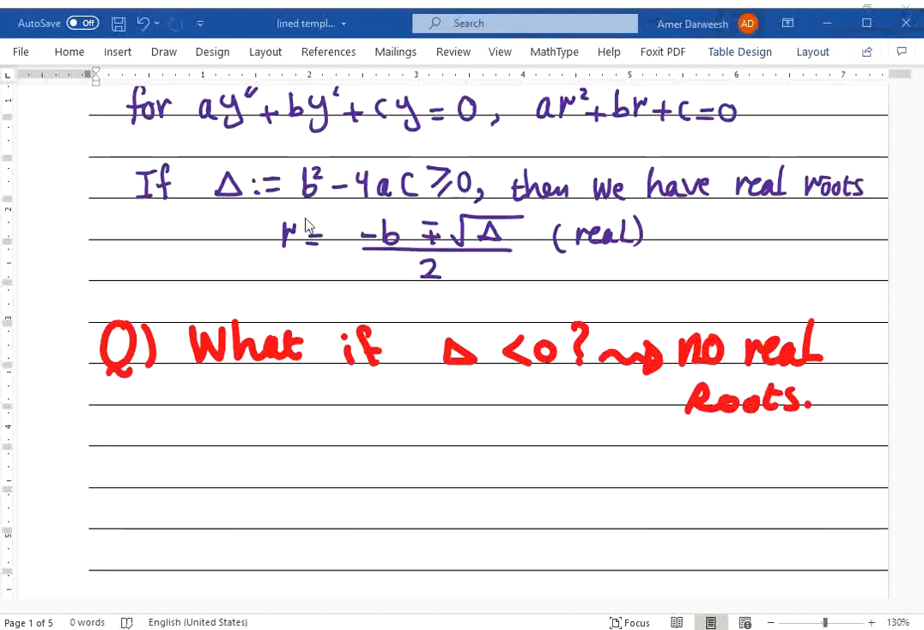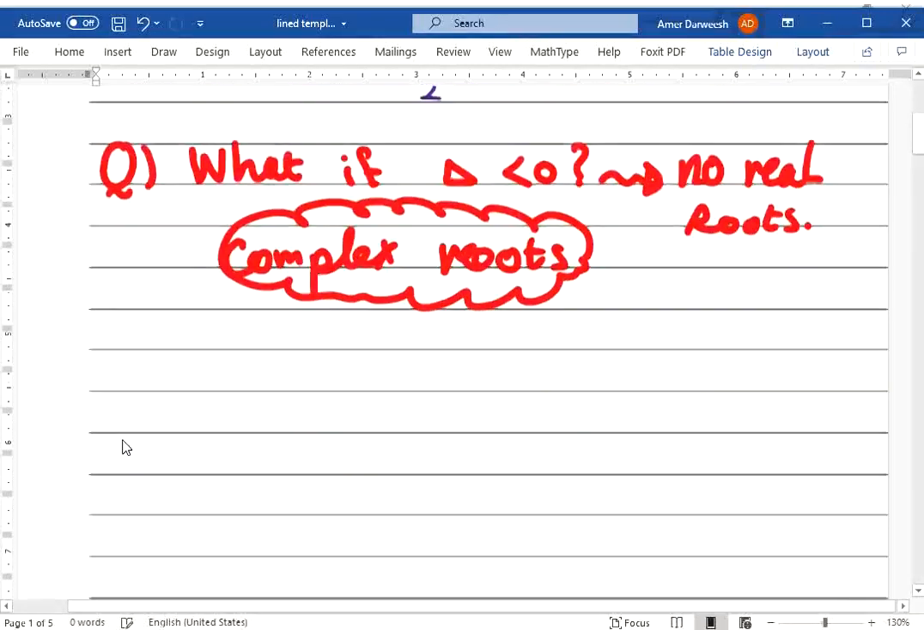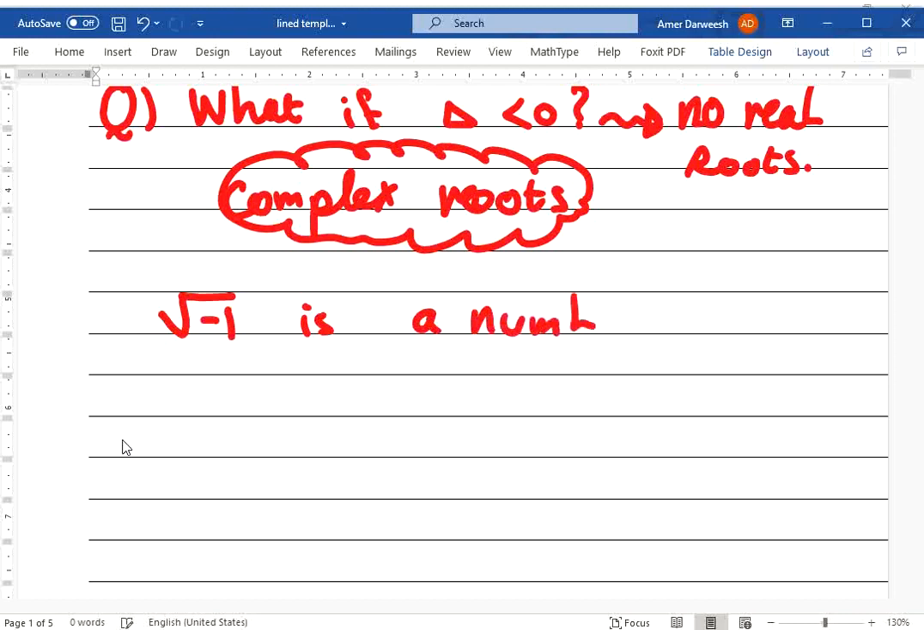في هذه الحالة ما دام ما في عندنا real roots راح نضطر نتعامل مع complex roots. So now we need to know what we mean by complex roots. في هذه الحالة بدنا نتعامل مع complex roots. إذا خلينا نعمل just background for complex numbers. على فرض إنه تقبلنا إنه the square root of minus 1 is a number.